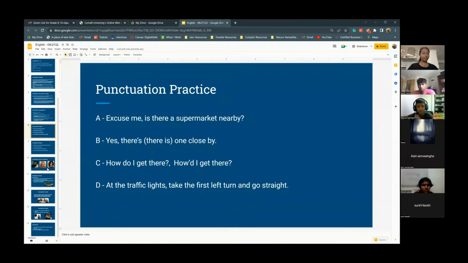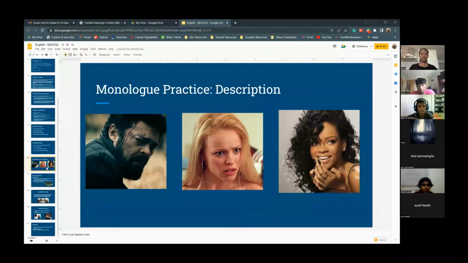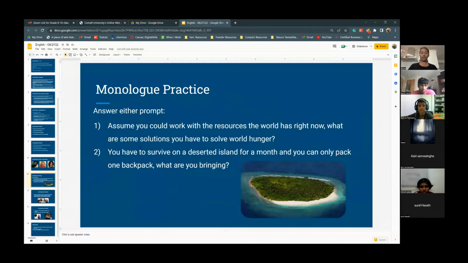Let's move on to monologue practice. So we can do this part next week, but essentially I just wanted you to describe the characters that you see on the screen, and you can describe their emotions that they're feeling, their hair color, their hair texture, stuff like that. But we could do monologue practice for right now.